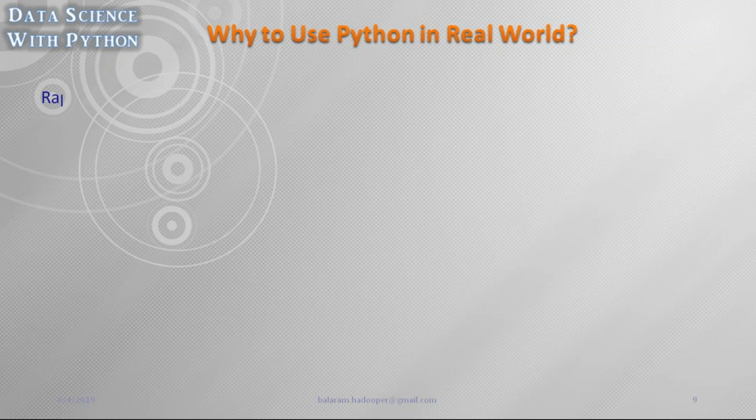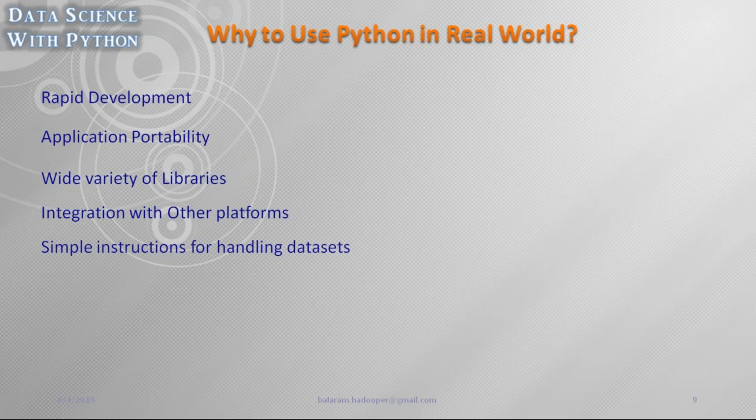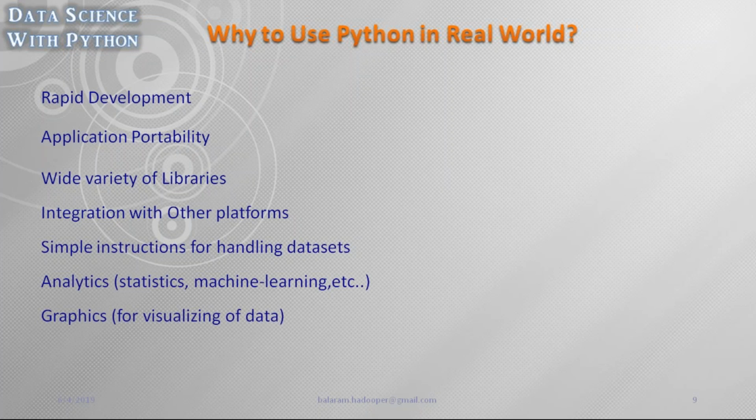Now, why use Python in the real world? Maybe because of rapid application development and portability. If you define one application in one place, that can easily be taken into another application and reused. A wide variety of libraries are available, and it can be integrated with other platforms, meaning other programming languages also. Simple instructions to handle data sets, very simple, you will see that. And for analytics it has special libraries, and graphics are also available for visualizing the data.